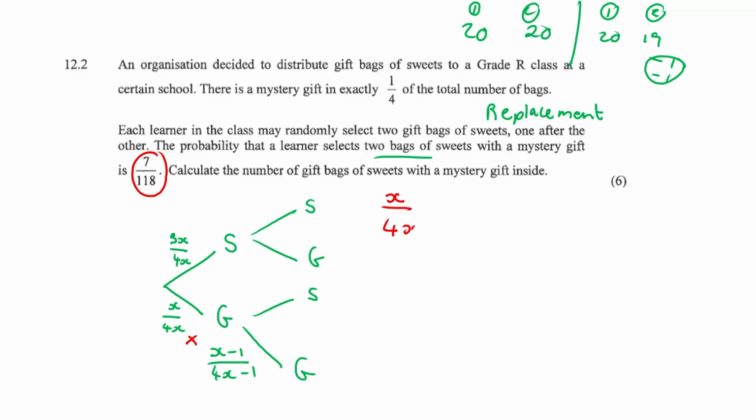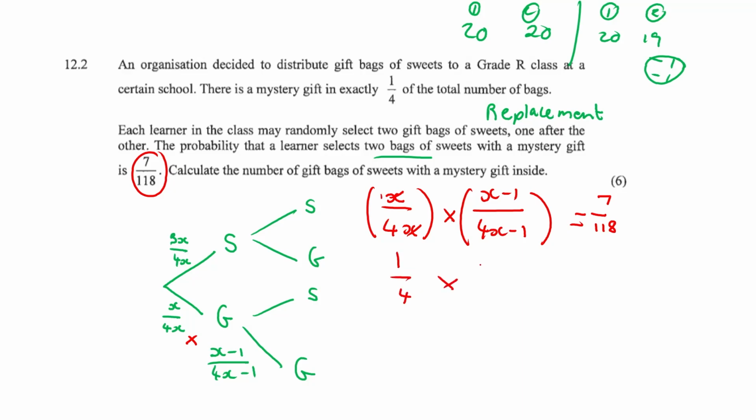So x over 4x, close your brackets, times the x -1 over 4x -1, close the bracket, equate it to 7 over 118. Simplify. So x over x, the x's would cancel each other out. That invisible 1, so we have 1 over 4 here, times, can't simplify that, we can't cancel over a plus and a minus, okay, just some grade 8 and 9 recap for you, over equals to 7 over 118.